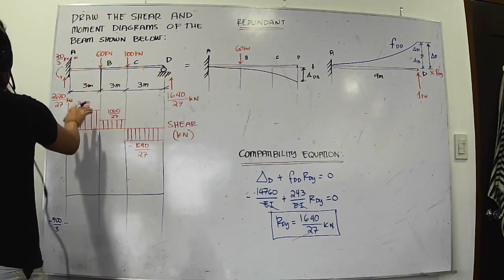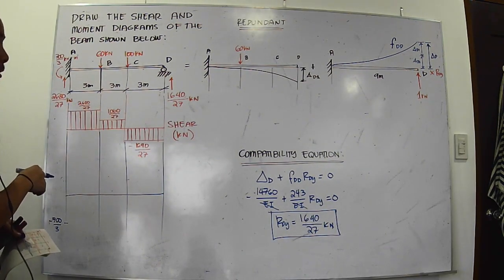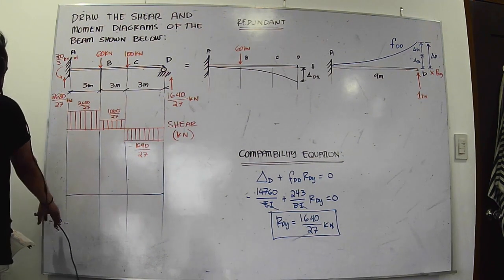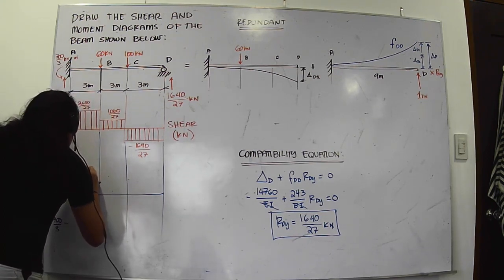Then, the area is 2680 over 27 times 3. That is 2680 over 9. Okay? Add 700 to it. That should rise up to a value of 580 over 9. Okay?